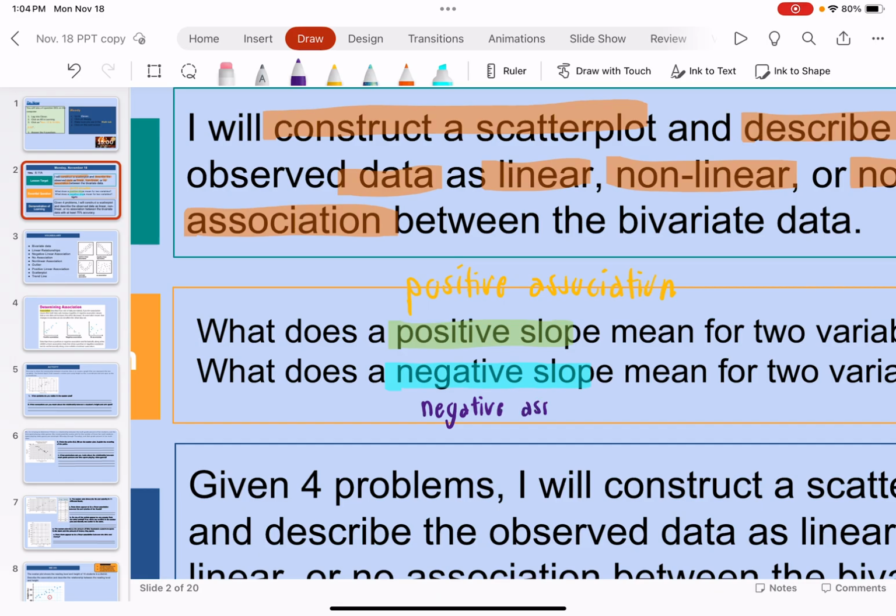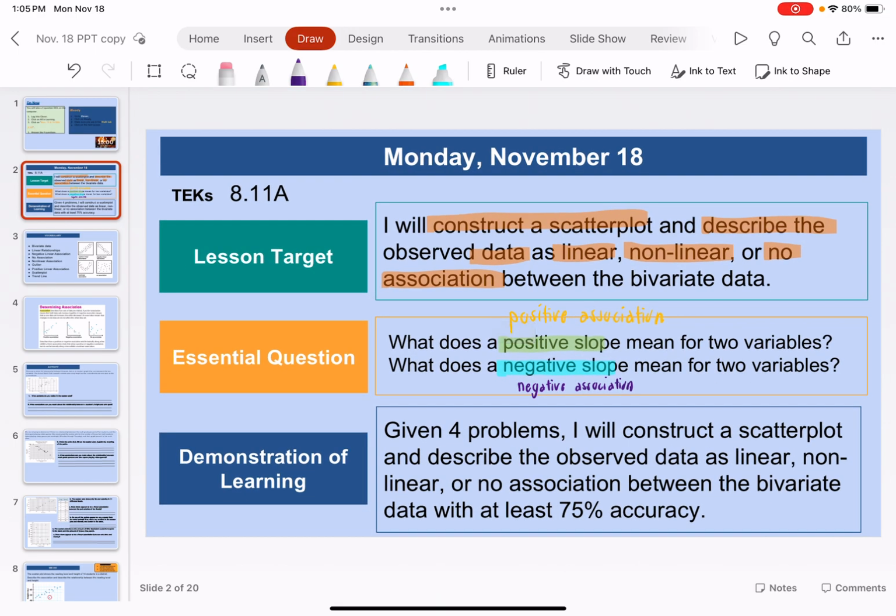Okay, so to answer the question, remember that in a positive association, or when a line has a positive slope, the independent variable increases while the dependent variable also increases, right? So the x and y are both increasing. Whereas in a negative slope or negative association, while one of the variables, usually the independent variable, usually the x, is increasing, the y or the dependent variable will decrease. And we have our vocabulary words.